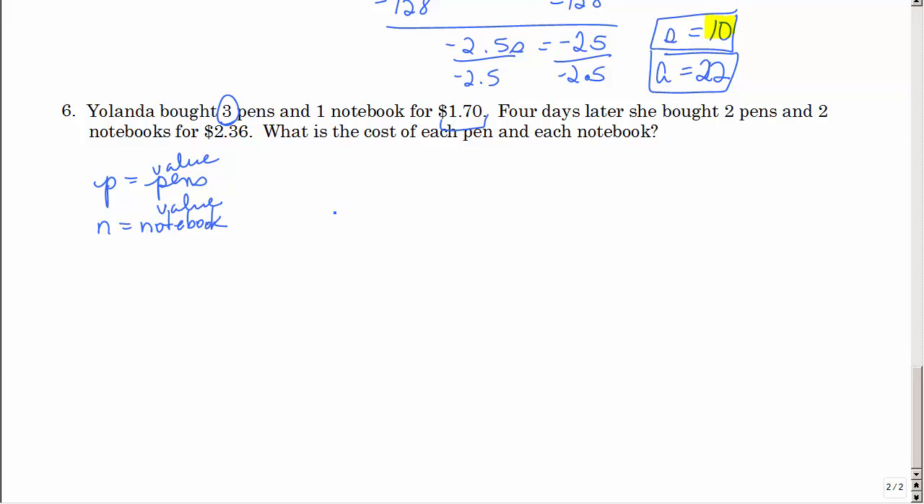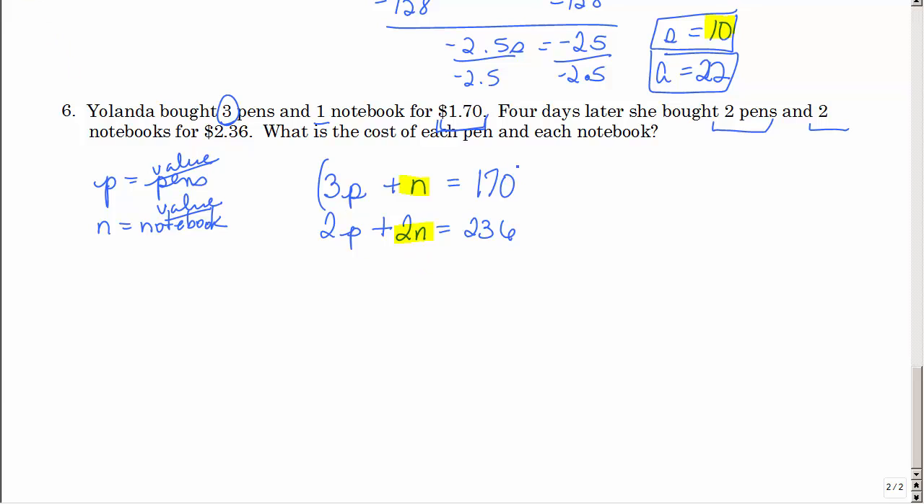Let's see, I bought 3 pens, so 3 times P, 3 times the value of the pens, plus 1 times the value of the notebook equals $1.70. I think I'm going to take out those decimals. 4 days later, she bought 2 pens and 2 notebooks for 236 cents. A little different, because again, the P and the N is the value, like how much they're worth. So I think I'm going to practice my elimination method. I think I'll get rid of my N.